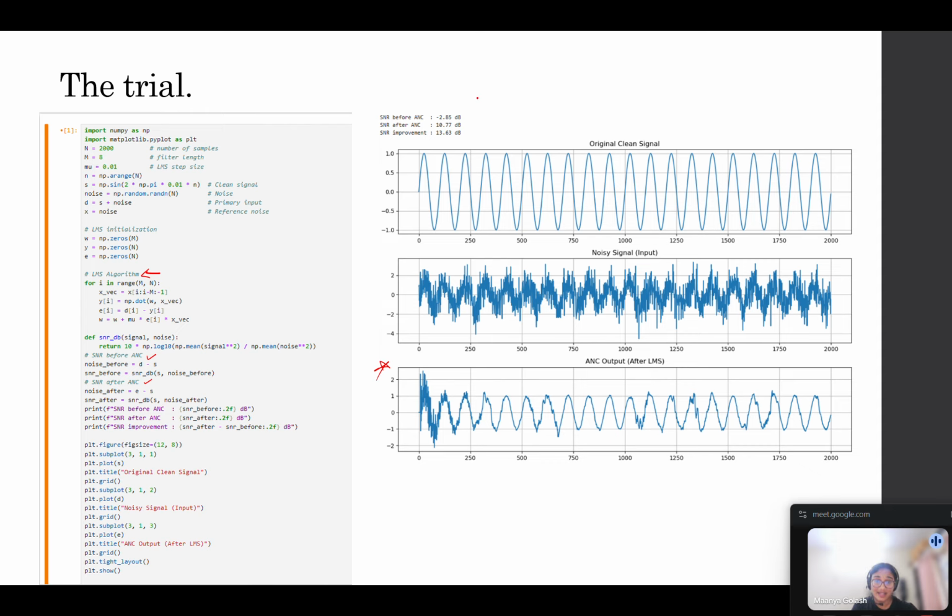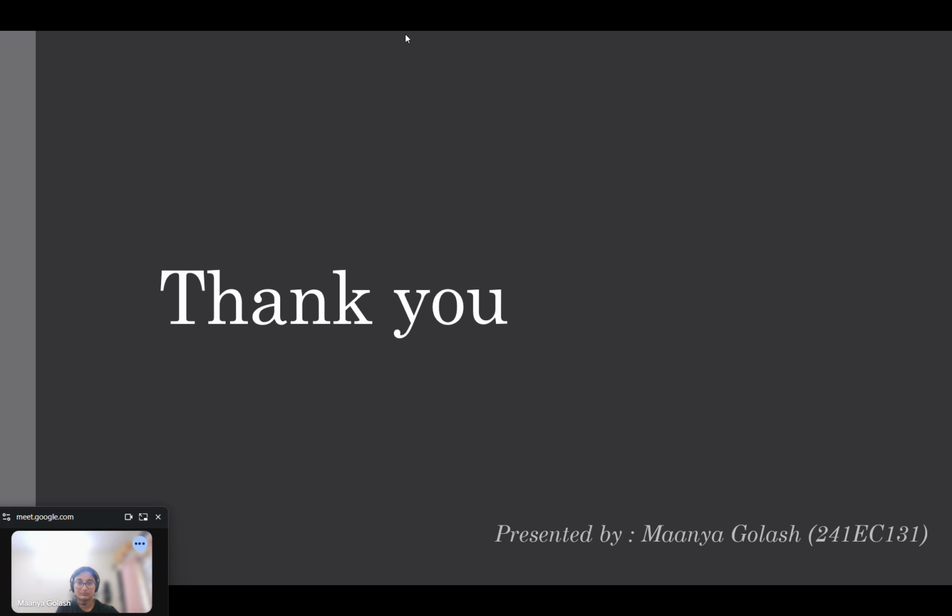What really shines is the signal to noise ratio. Initially, it is minus 2.85 dB before the noise cancellation. After, it becomes 10.77 dB, which is a significant improvement. We have the improvement as 13.63 dB, which makes the sound much clearer, which is exactly why adaptive noise cancellation is used in real-time environments.